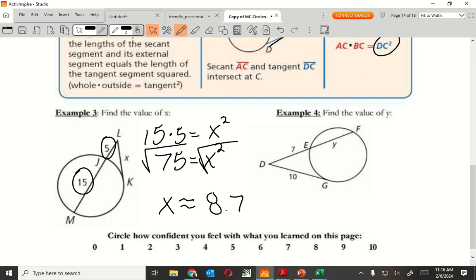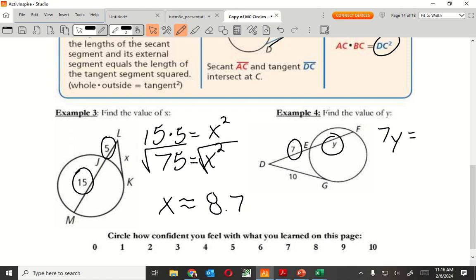So if we set this up correctly, what am I multiplying together here? 10 and 7? No, not 10 and 7. It's got to be on the same line like we had last time. 7 times y, because these are on the same line here. So 7 times y gives me 7y is equal to, right here, it's going to be 10 squared, right?